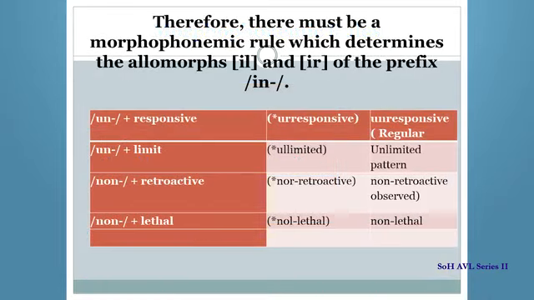The rules that n before l is converted to l, and n before r is converted to r, are not phonological rules in English. If they were, the prefixes un and non would also exhibit this regular pattern, but they do not. Unresponsive, unresponsive. Unlimited, unlimited. Non-retroactive, non-retroactive. Non-lethal, non-lethal. Therefore, there must be a morphophonemic rule which determines the allomorphs il and ir of the prefix in.